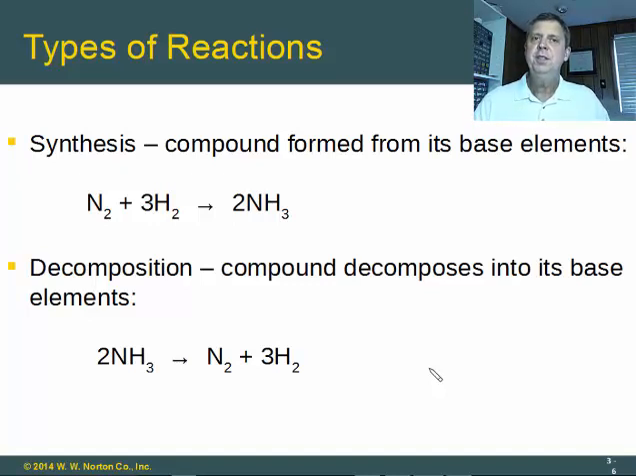The first is a synthesis reaction, and really you're taking two elements and combining them to form a more complex molecule. In this case, we're taking nitrogen and molecular hydrogen, and they're combining to form ammonia. Now there are other products that nitrogen and hydrogen can combine to form, so in this case you will not know necessarily what the product is without being told.